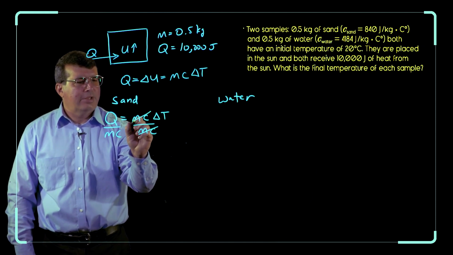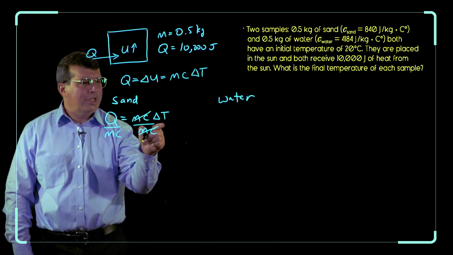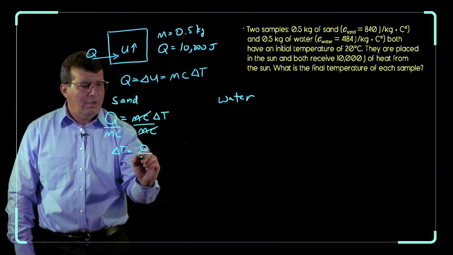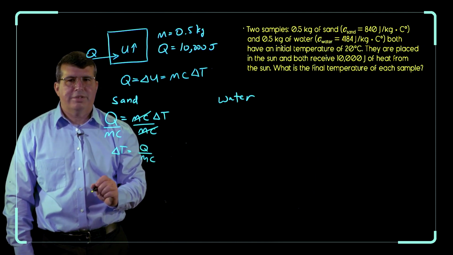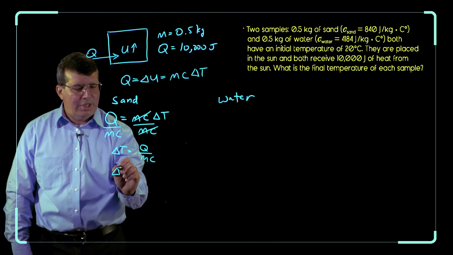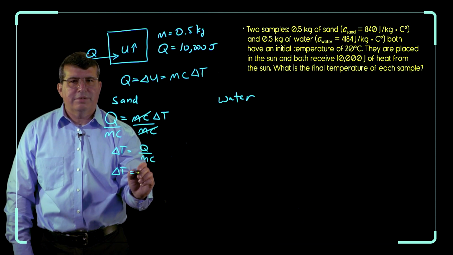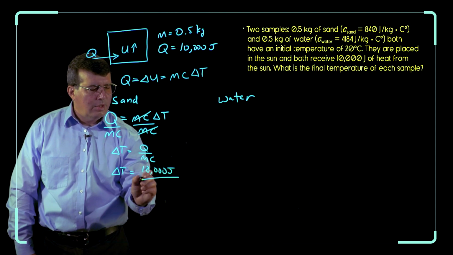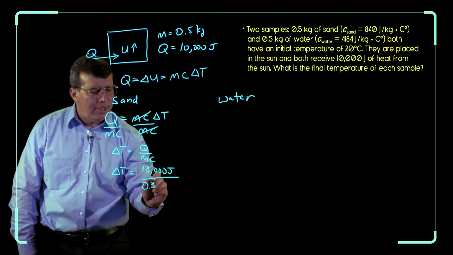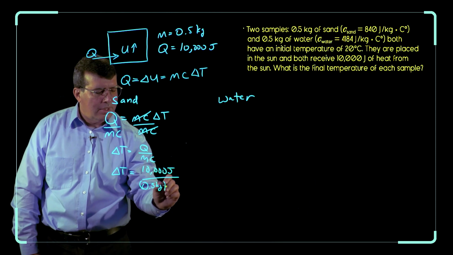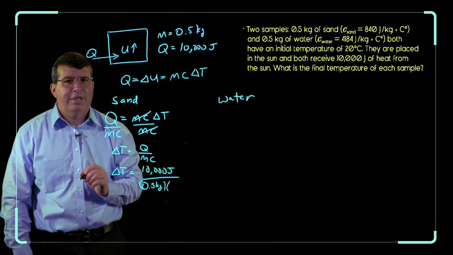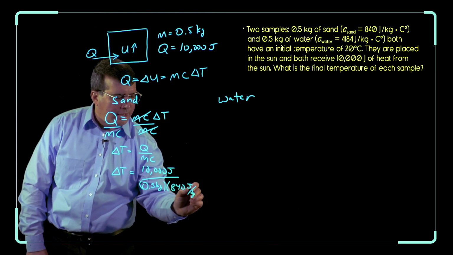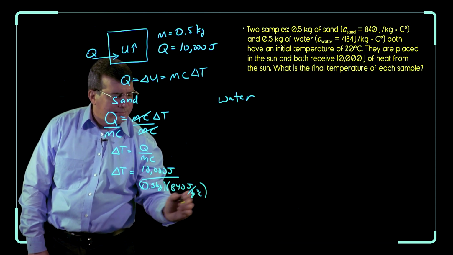So those cancel out, and now I have my change in temperature is equal to the heat over mass times specific heat capacity. For the sand, the change in temperature is the heat of 10,000 joules over a mass of 0.5 kilograms and a specific heat capacity of 840 joules per kilogram degrees Celsius.